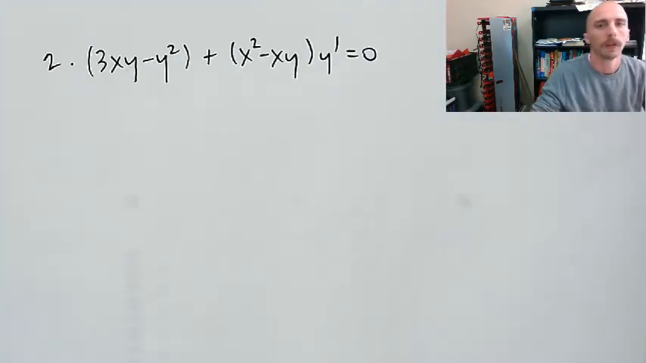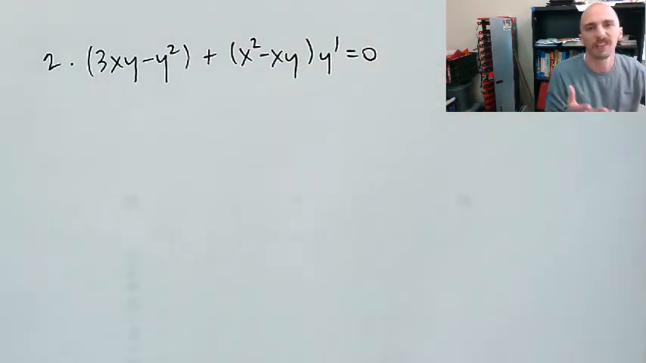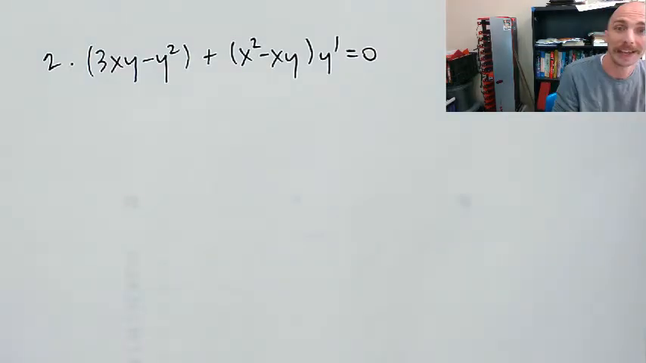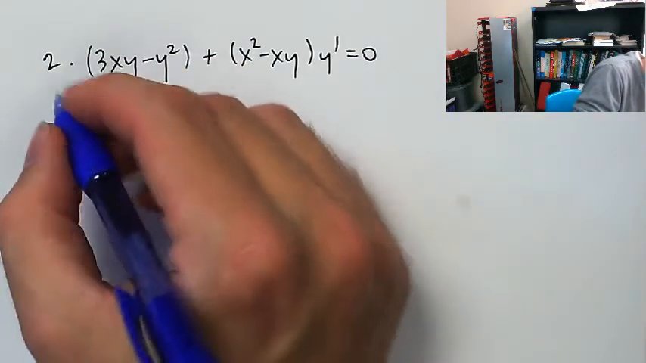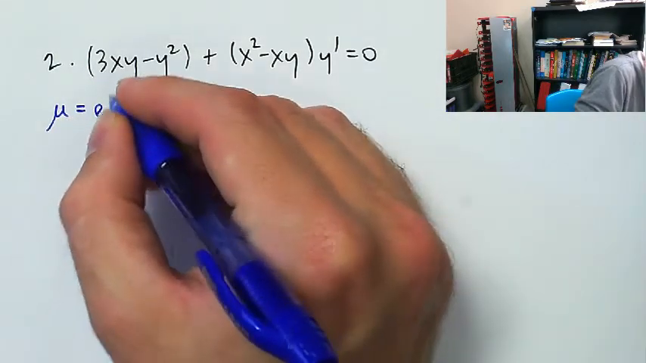All right, the second one, I might just go ahead and cut. All right, this one would be the same story. You would take the partial derivatives with respect to y and with respect to x, and you see they're kind of close, and they're not going to be exactly the same. So I'm going to try mu equals e to the antiderivative.